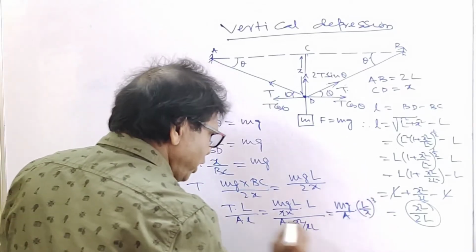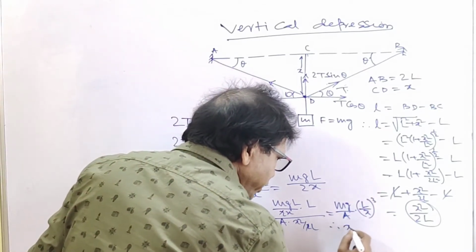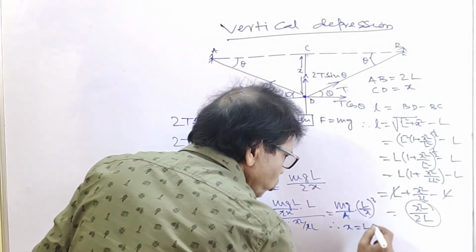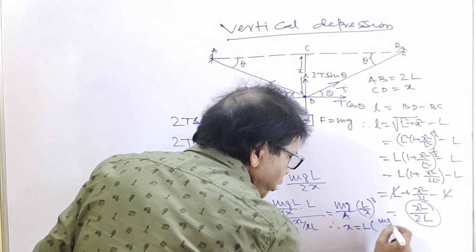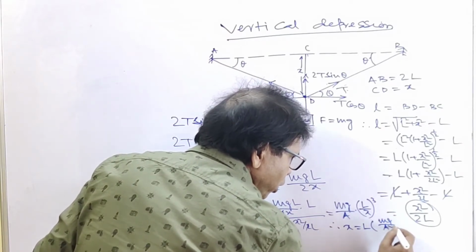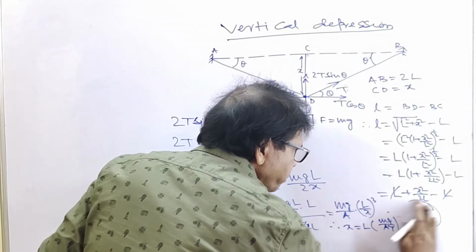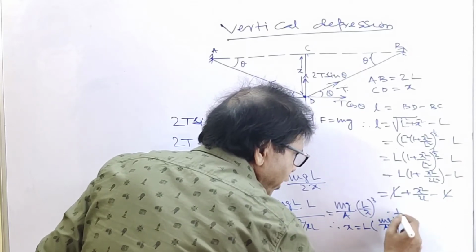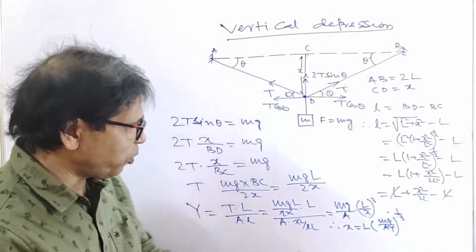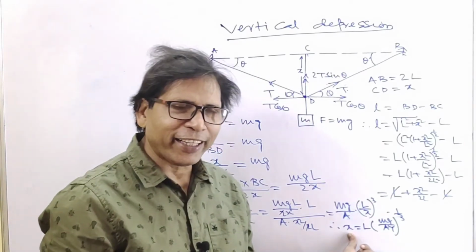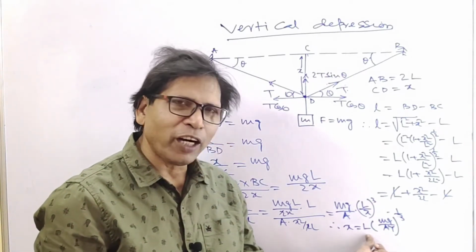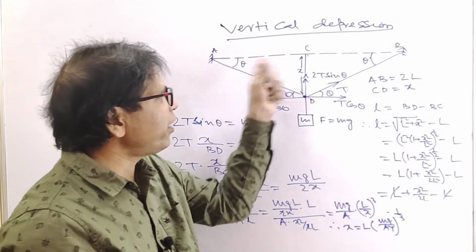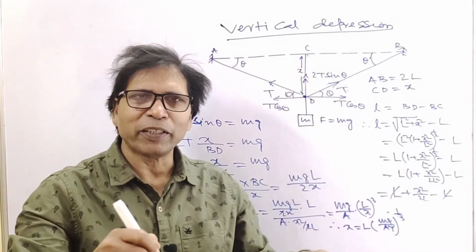From this relation we can get x equal to L into (mg divided by AY) whole to the power 1/3. Therefore, depression x is directly proportional to length. Greater the length, greater will be the depression.